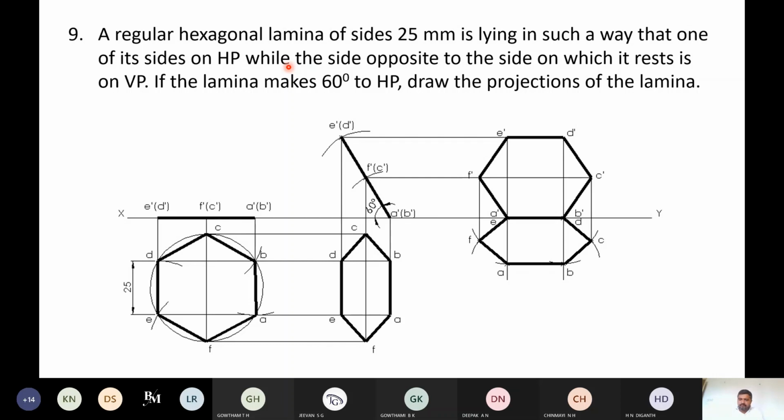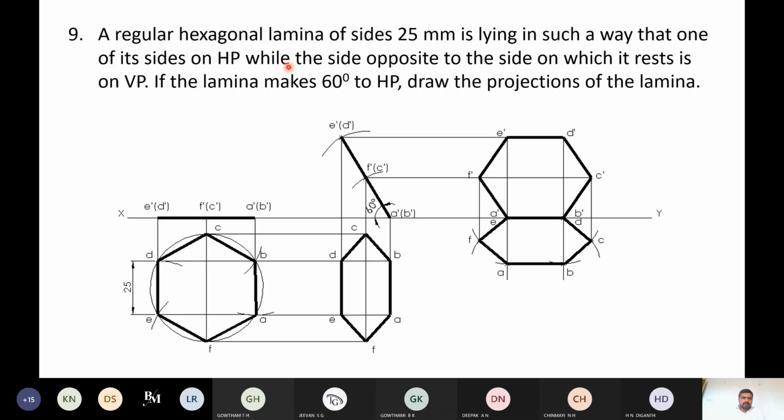Similar to keeping a ladder, we are keeping polygonal laminas. It may be a hexagon or pentagon. We are keeping laminas, similar to a ladder, such that one of the edges or corners will be on HP and another corner or another edge will be on VP. Okay. So now consider this problem.